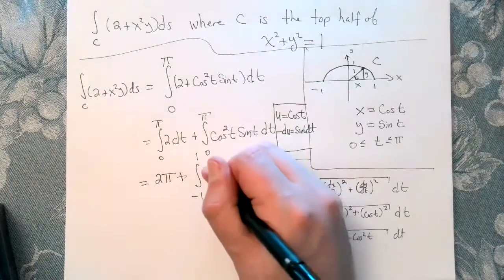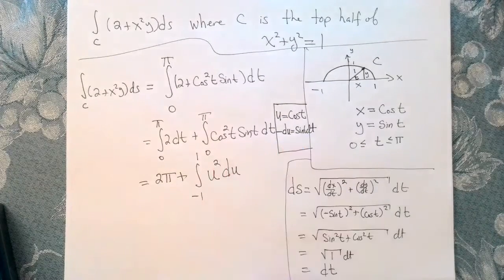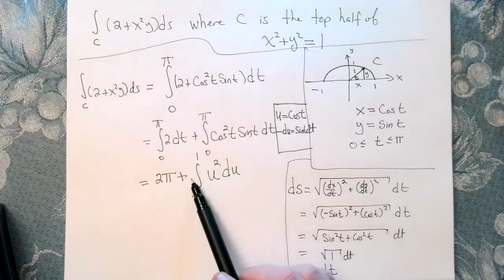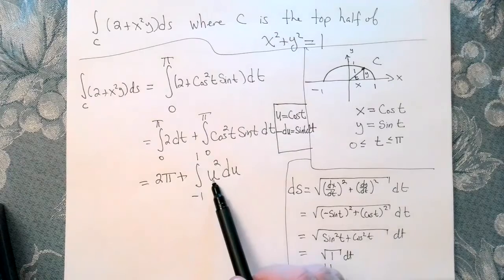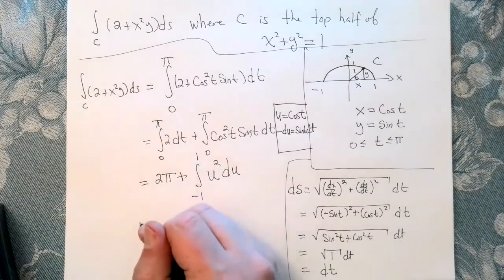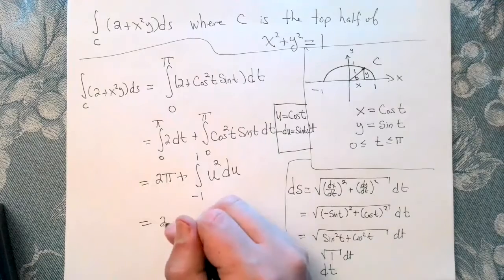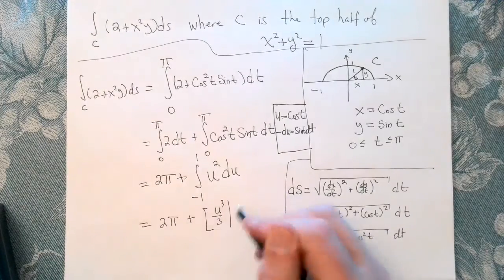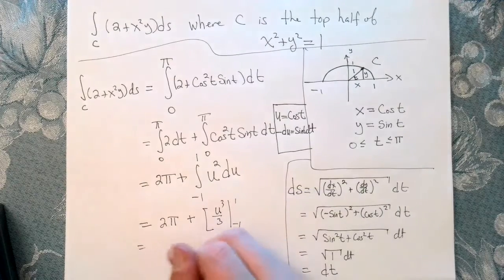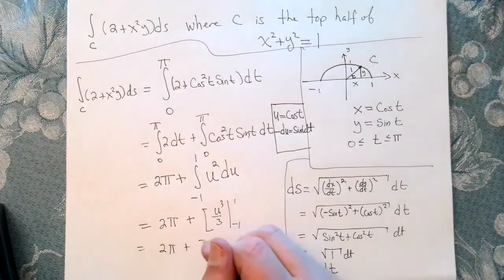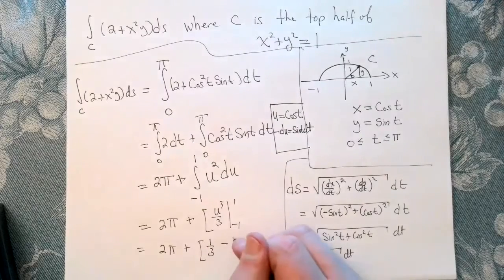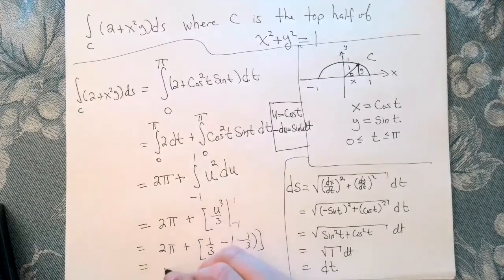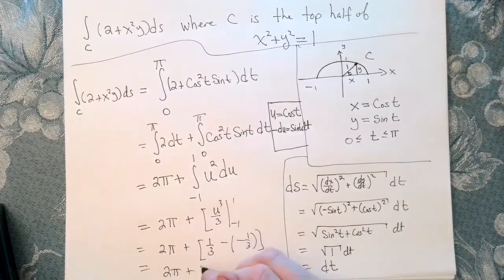So here we've got u squared du. Since this is an even function, you could use symmetry. You could write this as 2 times the integral from 0 to 1 of u squared du. That'd be fine. I'm going to solve it as is. So here we get u cubed over 3 from u equals -1 to u equals 1. So that gives me 2 pi plus 1/3 minus -1/3, but that's exactly 2/3. So the value of our line integral is 2 pi plus 2/3.